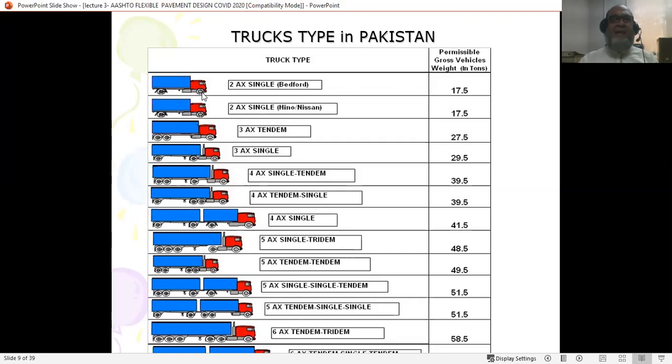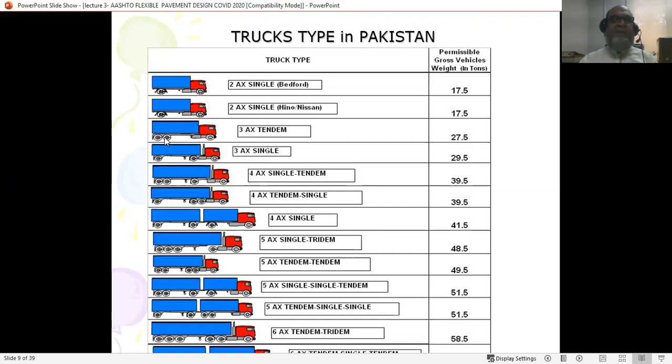This axle is known as the steering axle, and this is known as the drive axle. So this truck has a single axle on the steering side and a single axle on the drive side. Now, this is a 3-axle truck. What I mean is a single axle at this point and then a tandem axle.